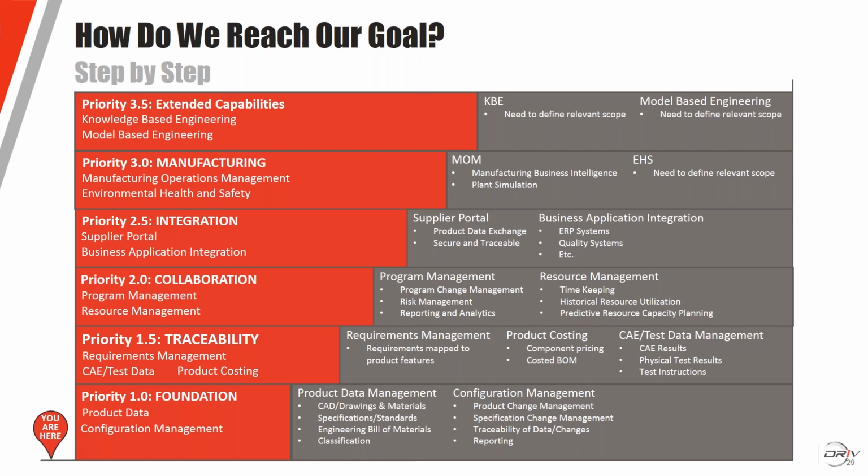So we were able to identify what our foundational capabilities need to be. The foundation being basically core product data and configuration management. So CAD, BOM, change, that first piece of it. The next priority is traceability. So requirements management, product costing, CAE test data management. The second priority then is collaboration, which includes program management and resource management. The next level up is integration.